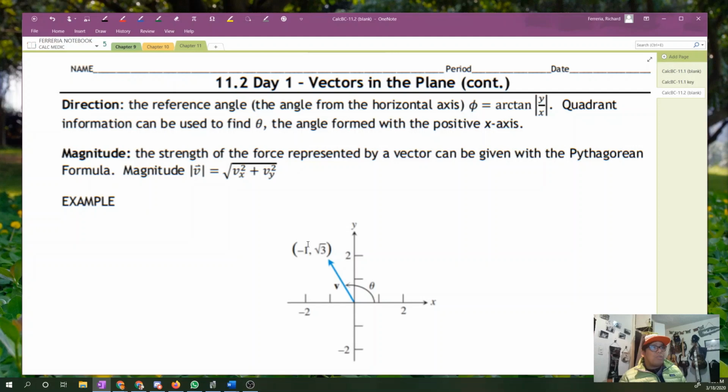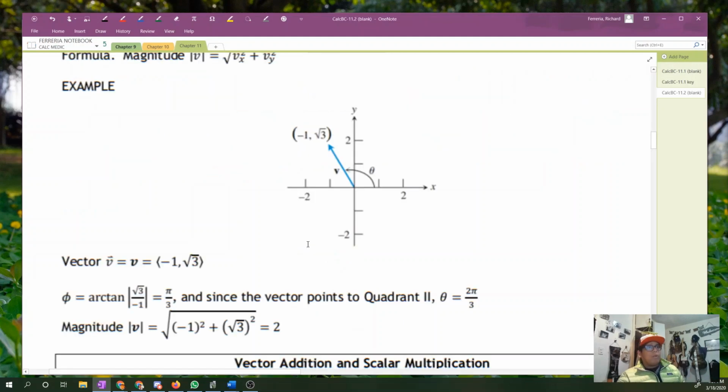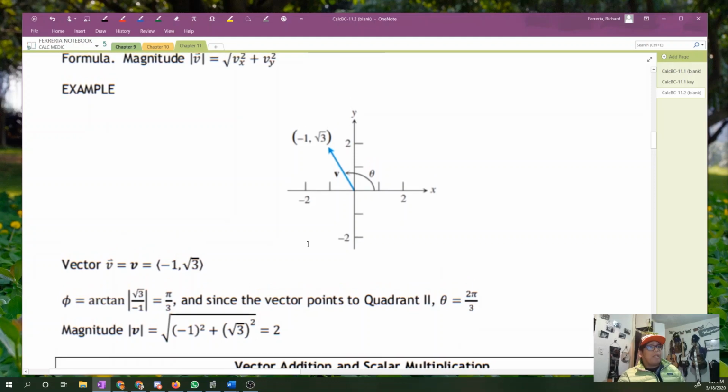So magnitude is the strength of the force. This is less confusing. You just use the Pythagorean formula to figure out how long that vector is, and that's going to tell you how strong the force is. So the bigger the arrow, the stronger the force. So here we go with this vector, <-1, 3>.